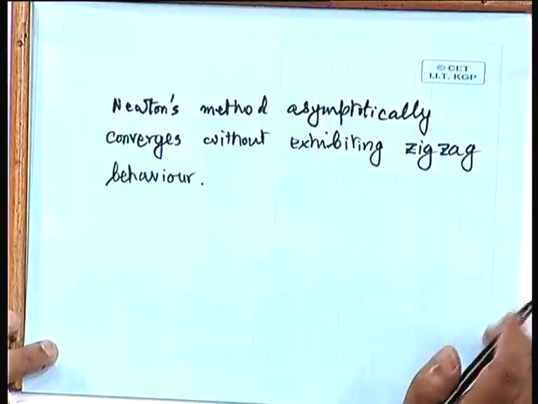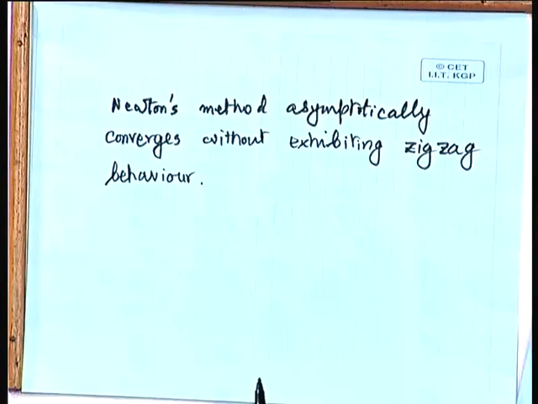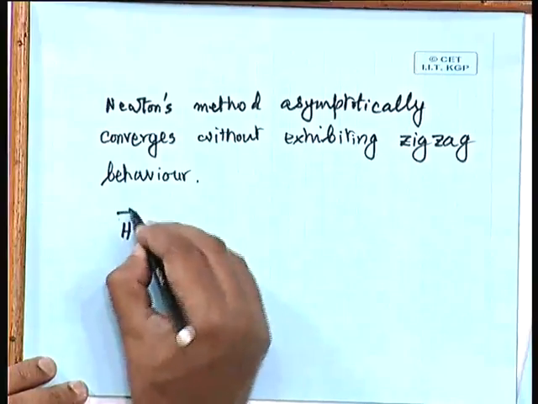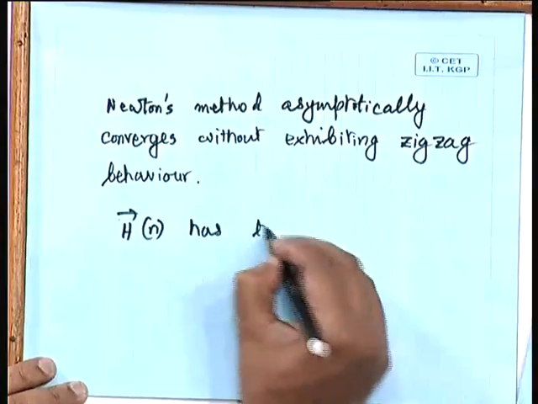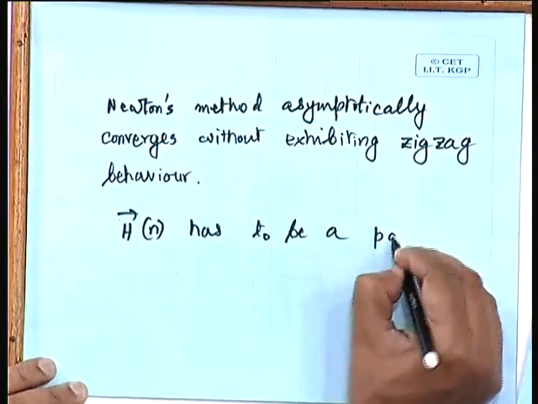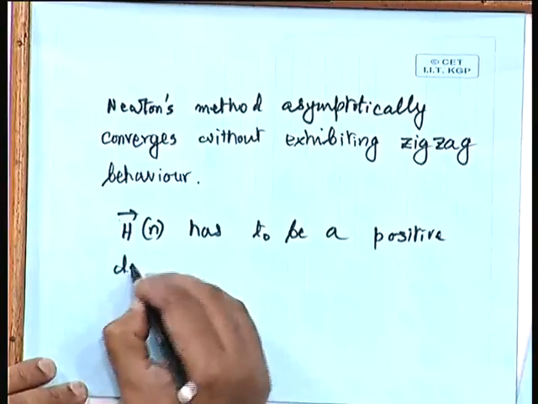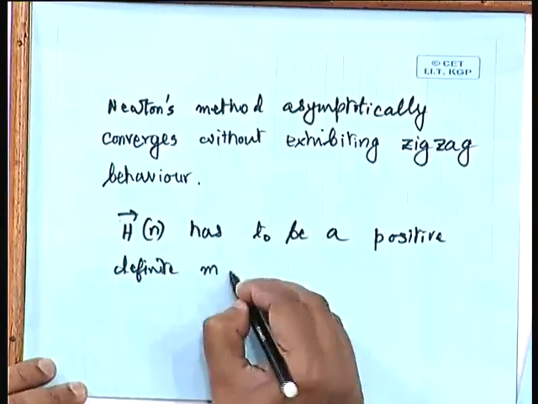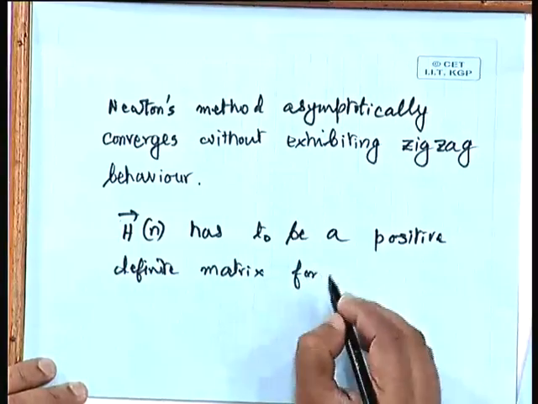Now, for Newton's method to work, however, one point that should still be noted is that Newton's method is also not a very guaranteed convergence, because again you are taking second order terms and neglecting anything beyond second order. So, naturally this also imposes some condition, and the condition that is imposed is that this H n matrix has to be a positive definite matrix for all n.